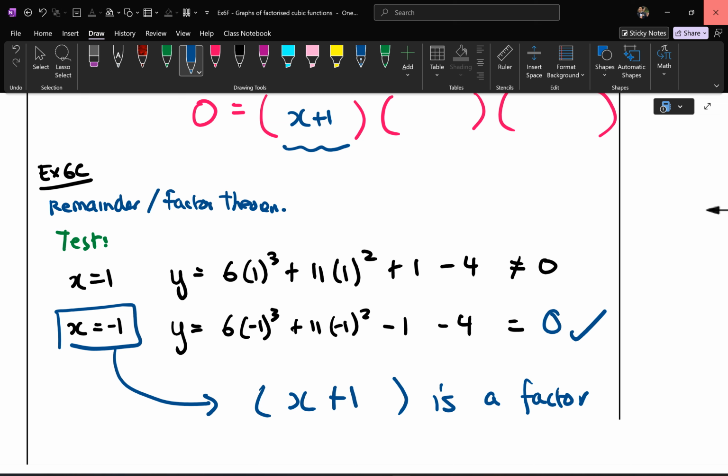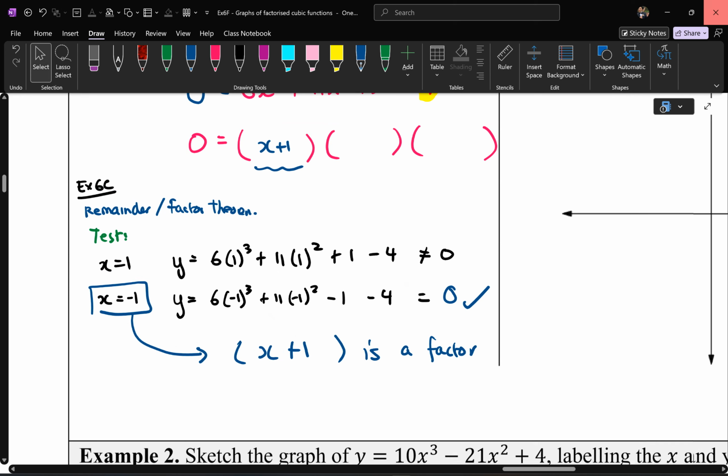If it's a factor, it's called factor theorem. If it doesn't equal to 0, then we call it remainder theorem. Same technique. So factor theorem is the same thing. It's just when it's 0, it's a factor. So this is called factor theorem. So now that we know x plus 1 is a factor, we're almost there.